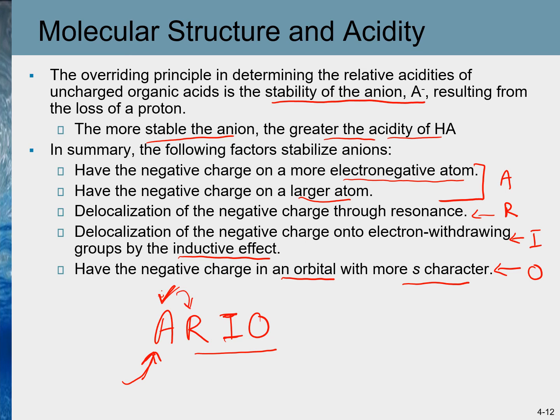And if we can figure it out with the help of resonance, then good. Then we don't need to look at the remaining ones. Those are unnecessary. And if resonance is unable to decide, then we go for inductive, and if inductive is unable to decide, then we go for orbital. We never start from this side. We never start from orbital first and then go for the other effects. So always start from atom, then go to resonance, then go to inductive effect, and finally orbital.